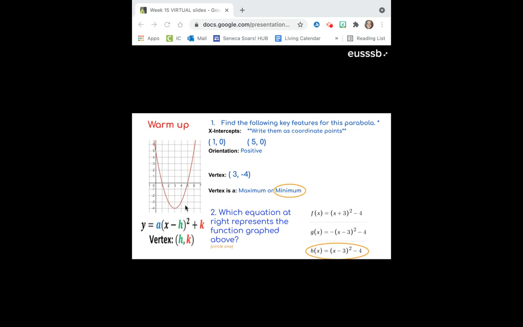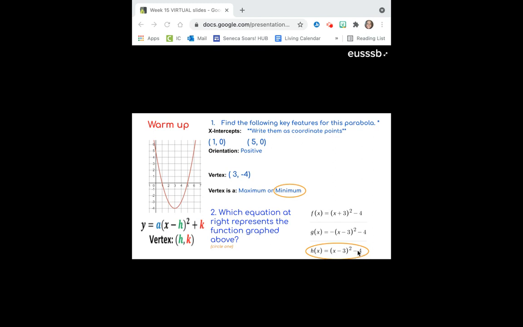So let's just recap that a little bit. Remember, when we write our equation for vertex form, we're going to take the x value of the vertex and flip the sign. So we're looking for x minus 3 inside the parentheses, and then that -4, the y value, stays the same. So that's going to say -4 at the end of the equation outside of the parentheses.